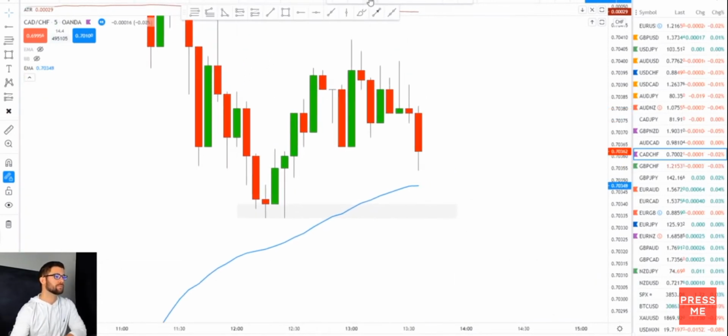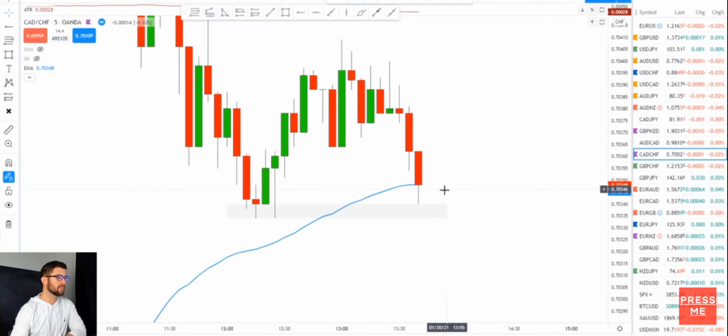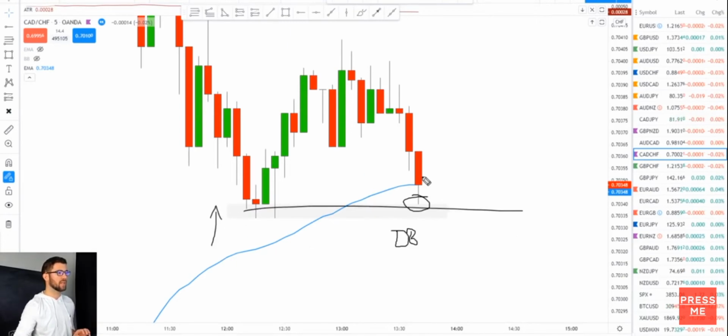As we push down, do we have a double bottom now? Yes, we do. We have the touch of our box. That classifies as a double bottom for me. What are we looking for now? We have all of our conditions met, right? We're above the 50. We have a double bottom. The double bottom is touching the 50-period moving average.